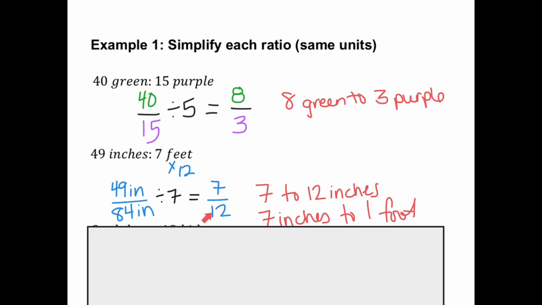So it's 7/12 or 7 to 12, 7 inches to 1 foot. And we can only put it back into the 1 foot because that's what 12 inches is. But the most accurate simplified ratio would be 7 inches to 12 inches.